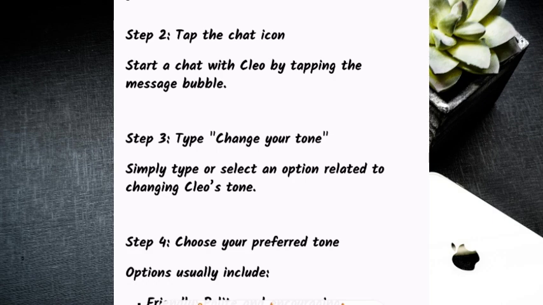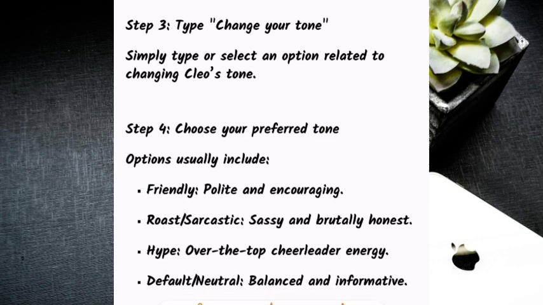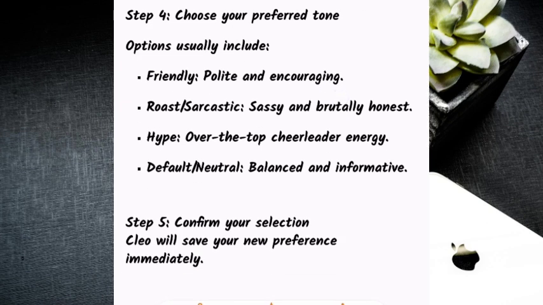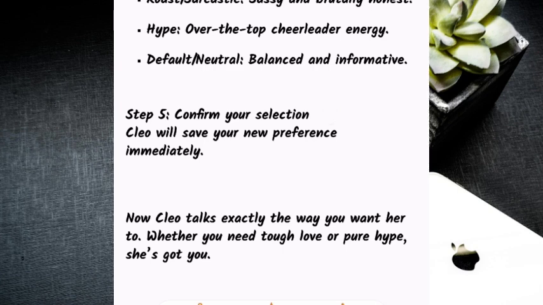Next, you're going to choose your preferred tone. Now, options usually include friendly, roast or sarcastic, hype, and the defaults. You can just choose whichever option appeals to you the most. Once that's done, confirm your selection and Cleo will save your new preference immediately. Now Cleo talks exactly the way you want her to. Whether you need tough love or pure hype, she's got you.